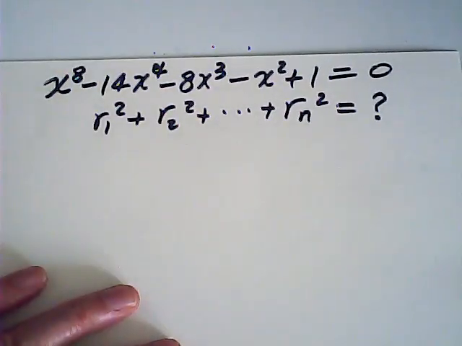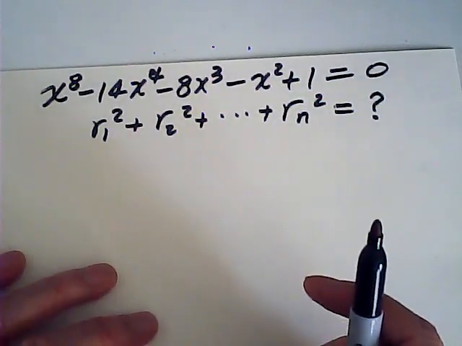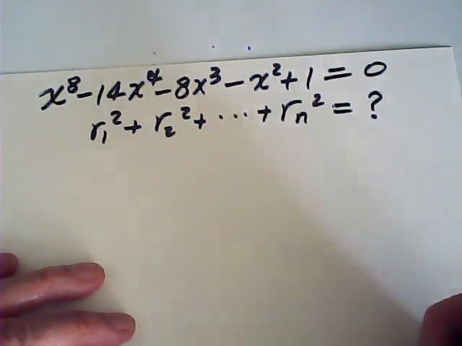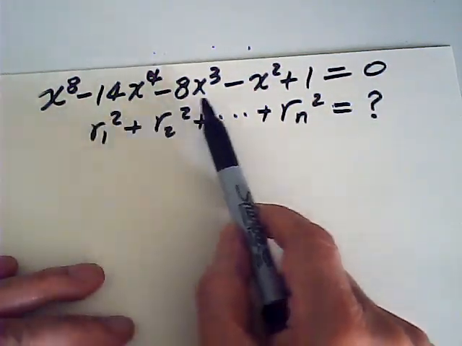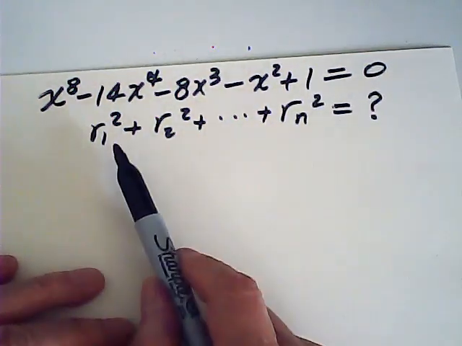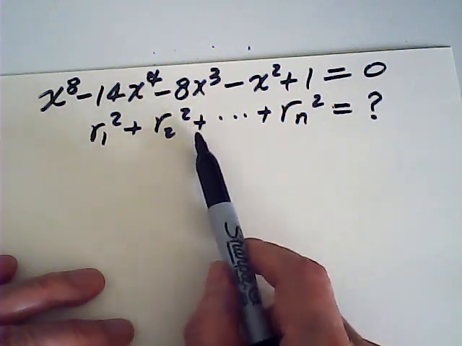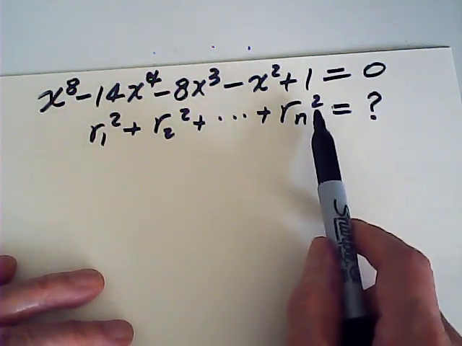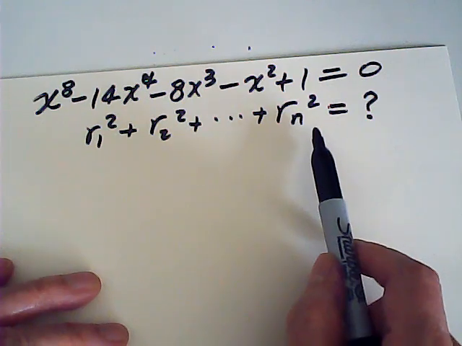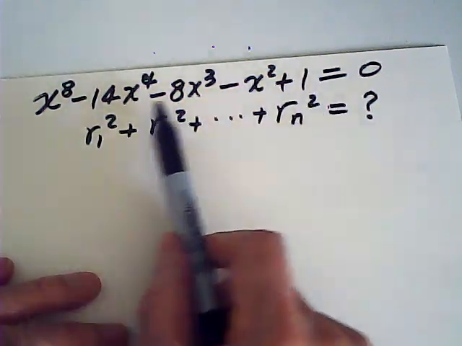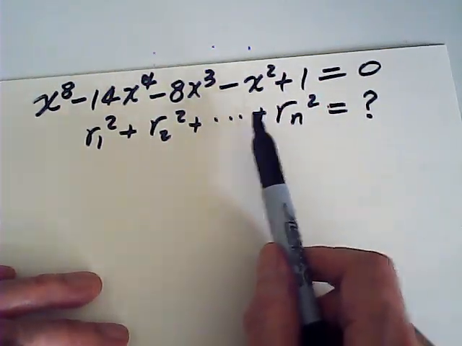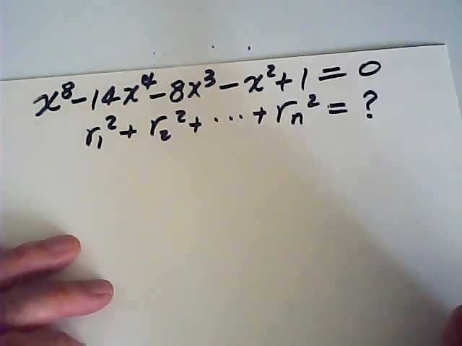This is a question taken from the 2015 Harvard MIT math tournament. Now, we have a polynomial equation, and we want to find R1 square plus R2 square up to Rn square, and those R's are real roots. We know that there are 8 roots in this equation, but we don't know how many of them are real roots.